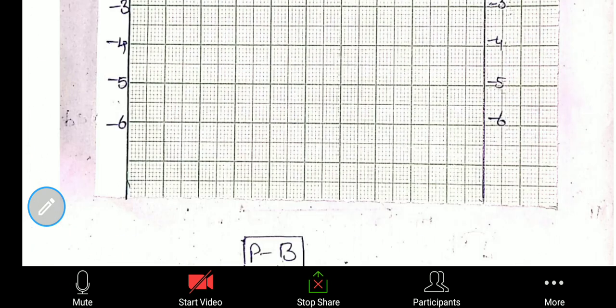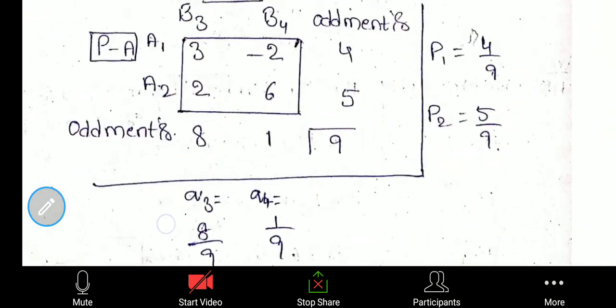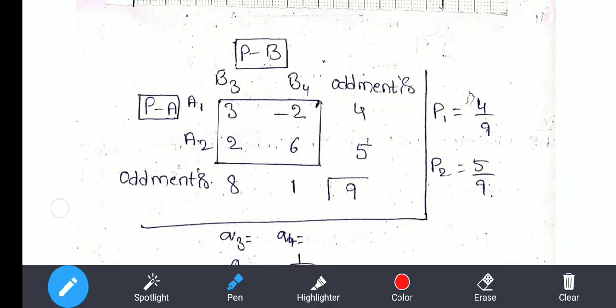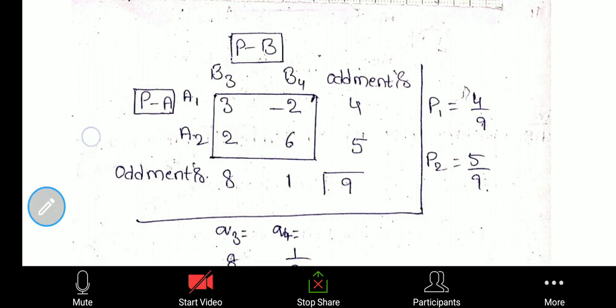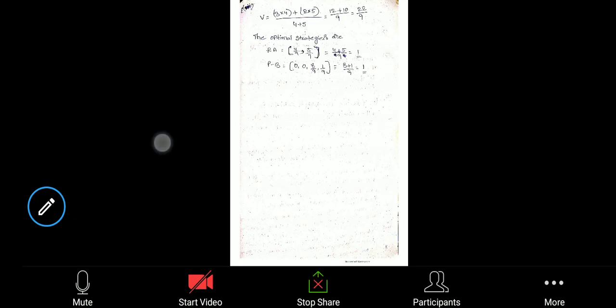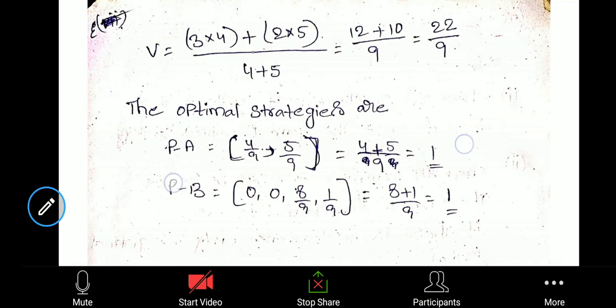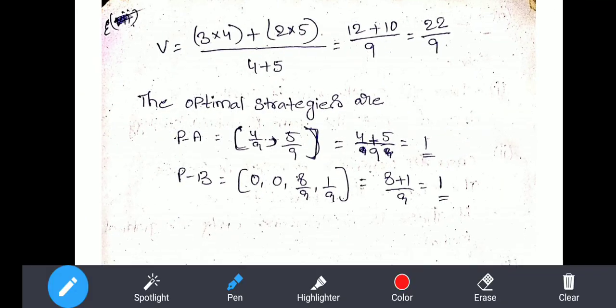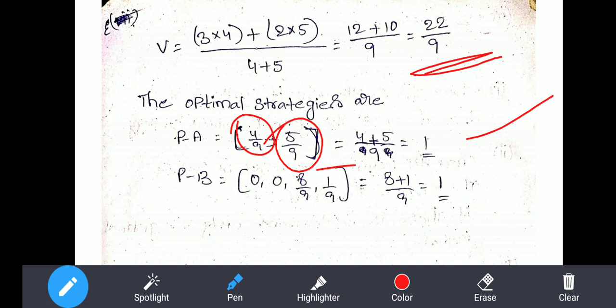Next will be finding the value of the game. How to find the value of the game: 3 into 4 plus 2 into 5 divided by 9 gives the value of the game. Finding the probabilities in the next page. Some of the probabilities, the value of the game will be obtained like this. Next, the probabilities will be calculated here. 4 by 9, 5 by 9, the A1, A2 probabilities. The sum of these two will be equal to 1.